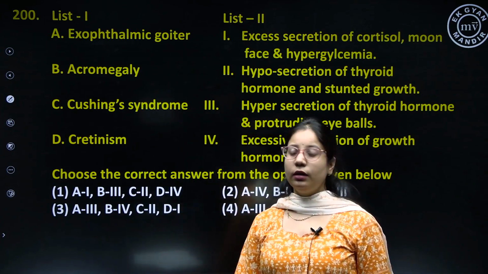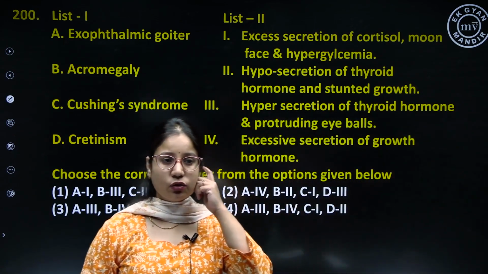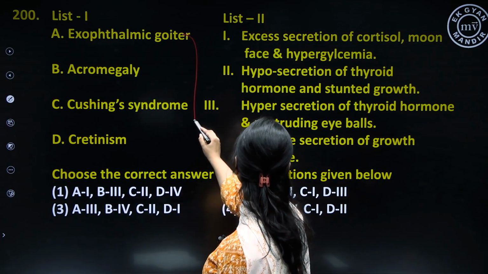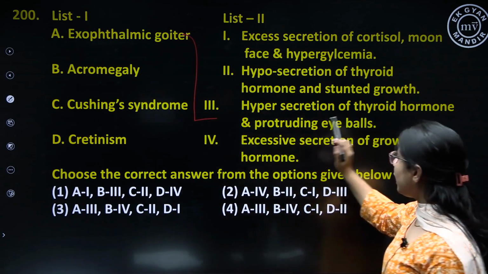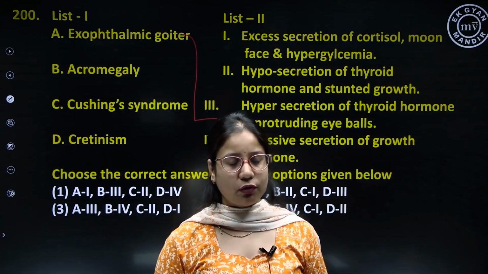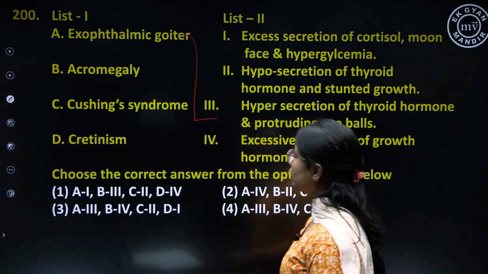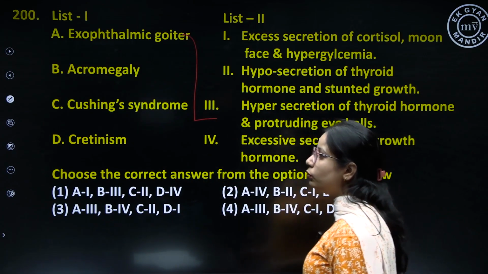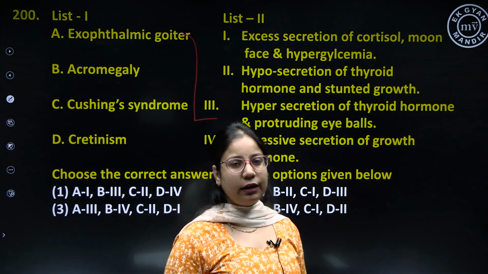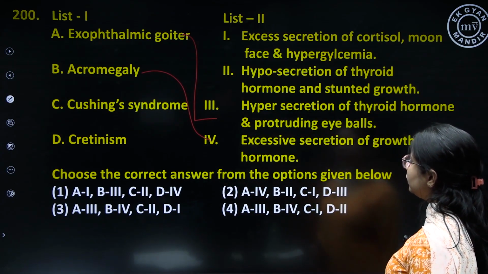Question number 200. We have to match list 1 with list 2. Exophthalmic goiter. Exophthalmic goiter is caused due to hypersecretion of thyroid hormones. So the correct match for this is hypersecretion of thyroid hormones, and in this disease you can see that there is excessive protruding out of eyeballs just like a frog's eye, and you can see the patient has a very high basal metabolic rate. Acromegaly. Acromegaly is caused due to excessive secretion of growth hormone in adults, which results into a chimpanzee-like or a monkey-like face. So acromegaly, the correct match is 4.